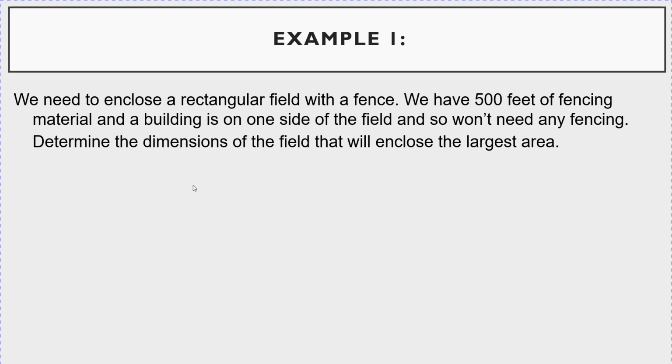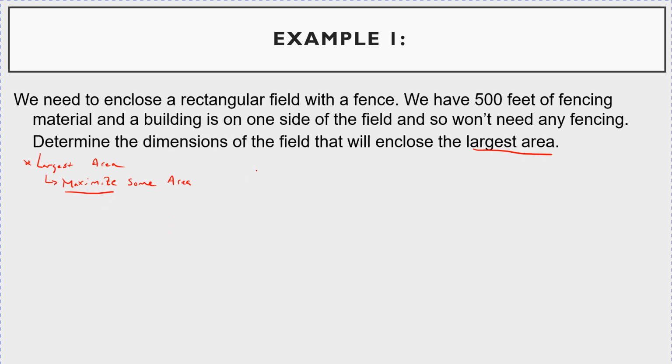Okay, so here's what you want. You want the largest area. You see largest area. So what that means, to put it in terms of calculus, is we want to maximize some area. Maximize an area. So that tells you that's going to be the calculus part.